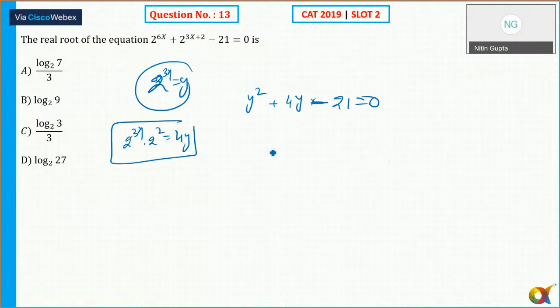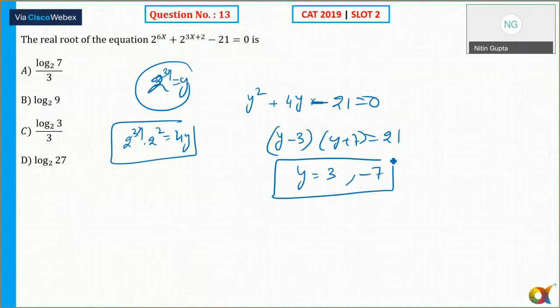5 into 4, no, 4 should come, not 7 and 3. So here I can say this is equal to y minus 3 into y plus 7, it is equal to 21. So what is the value of y? Equal to 3 or minus 7. y equal to 3 or minus 7.